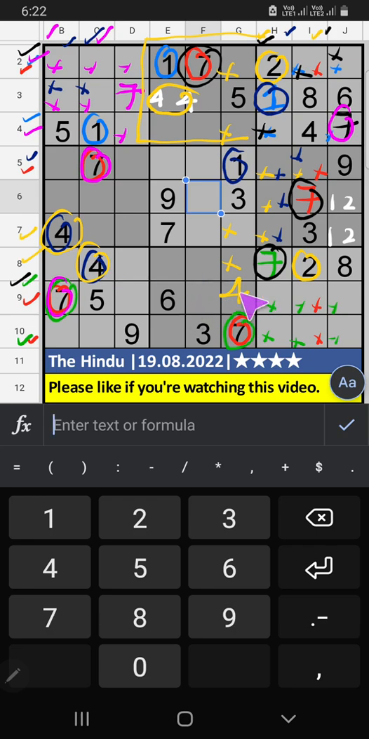9th row, we have 4, 5, 6. The 3 numbers can't come in the 3 cells. It will come in one of the 3 cells. We will confirm later. Column E, column C, we have 1. So 1 can't come in these cells. Then 1 is confirmed here. 10th row, 2 numbers are remaining, 2 and 8. It will come in one of the 2 cells. We will confirm later.